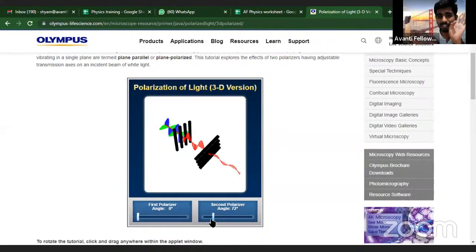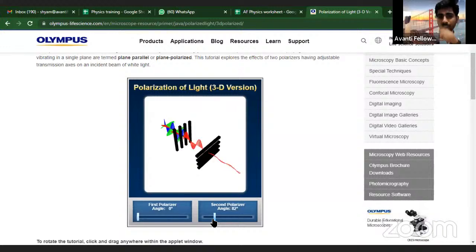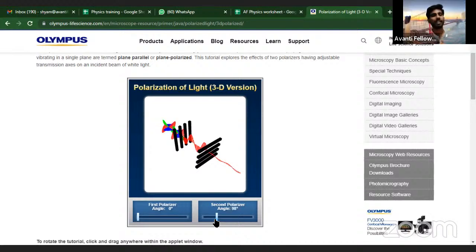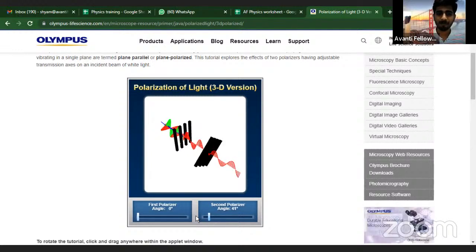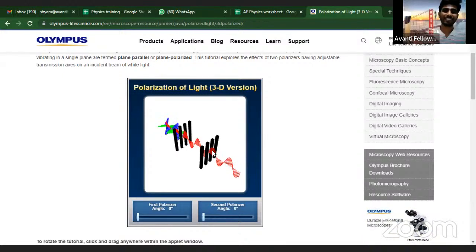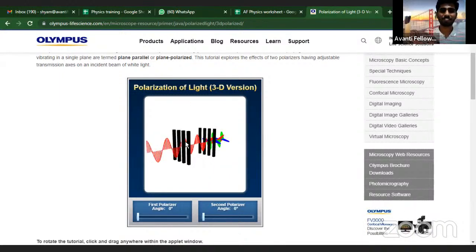Further I decrease the angle, further I decrease the angle, amplitude becomes lesser and lesser. Finally if it is perpendicular to the plane, complete intensity will be stopped. Okay, this is the phenomenon we call the polarization of light, the experimental demonstration.